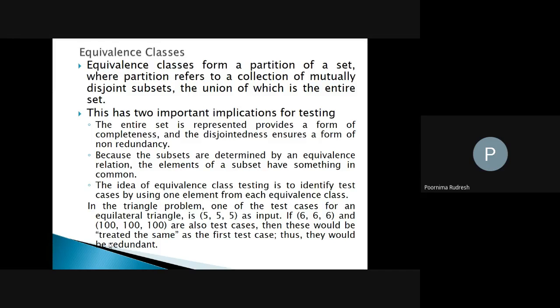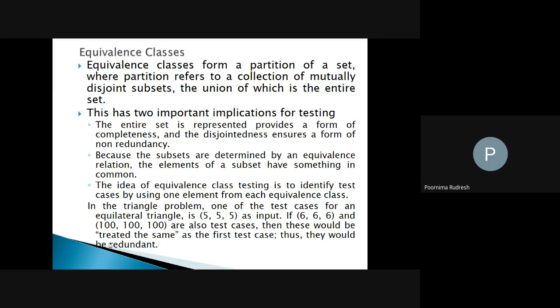So from a set, we can form subsets where those subsets are mutually disjoint, and when we perform the union operation on those disjoint subsets, it leads to the entire set. That property we are using in the equivalence classes. Equivalence classes form a partition of a set, where partition refers to the collection of mutually disjoint subsets, and the union of those disjoint subsets results in the entire set.